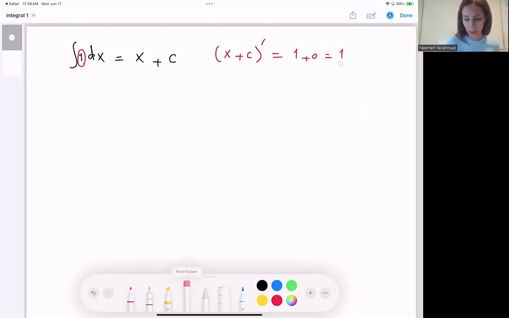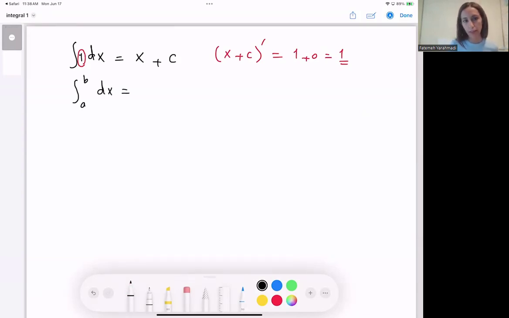The derivative of x plus c is 1 plus 0 or just 1. So is this equal to the function inside your integral? They are the same thing. So it means that the integral of 1 dx is equal to indeed x plus c. Now the question is, what if you want to calculate the definite integral? What is the definite integral of a to b of dx?